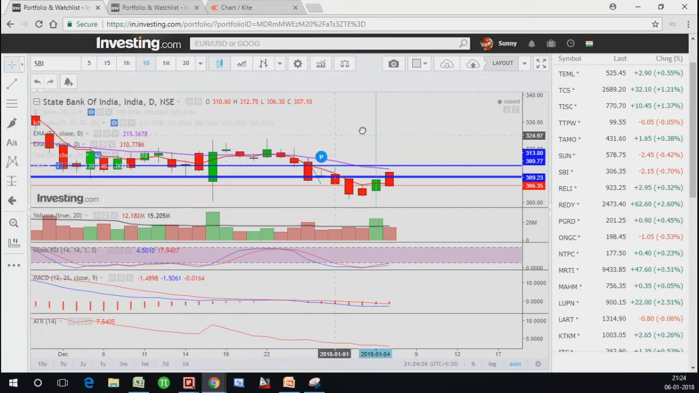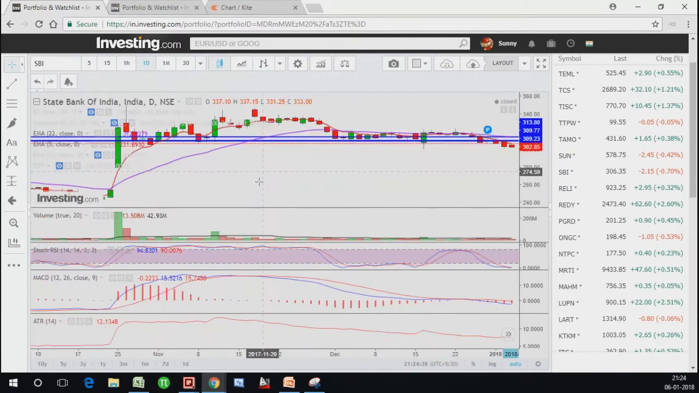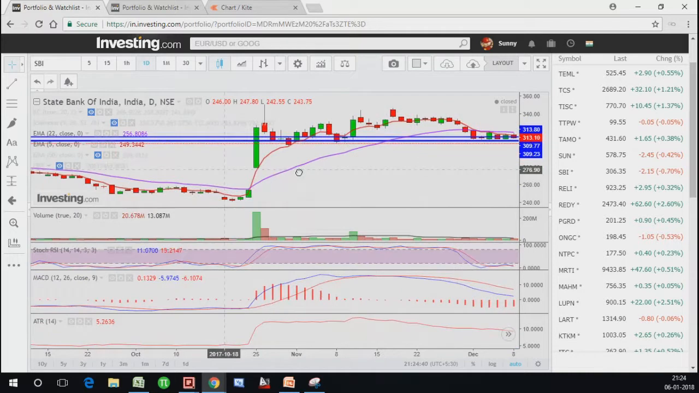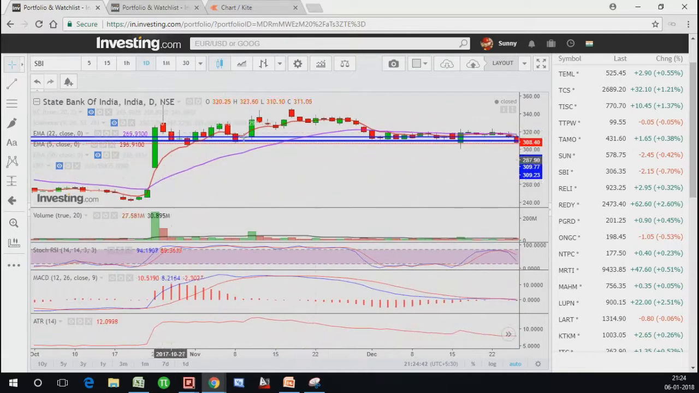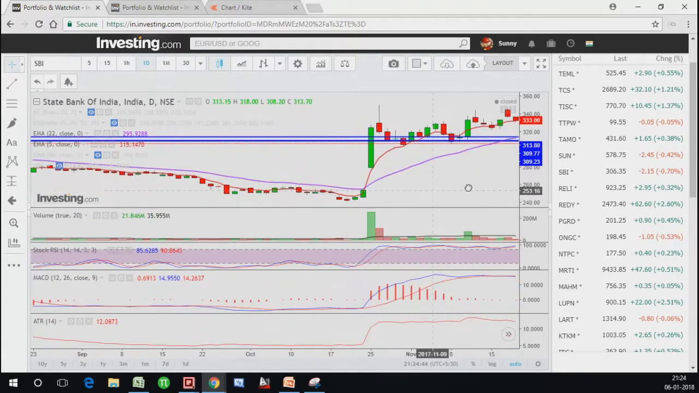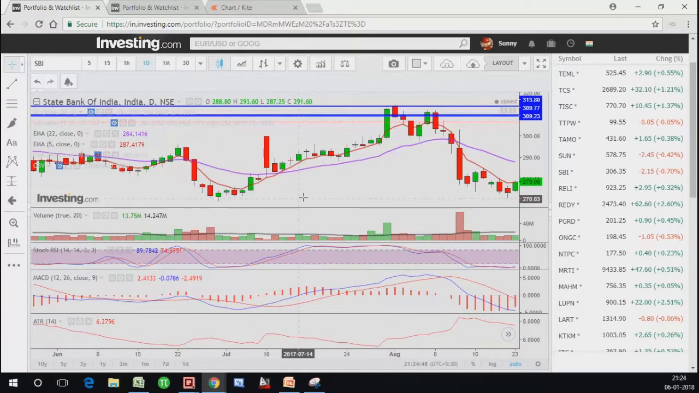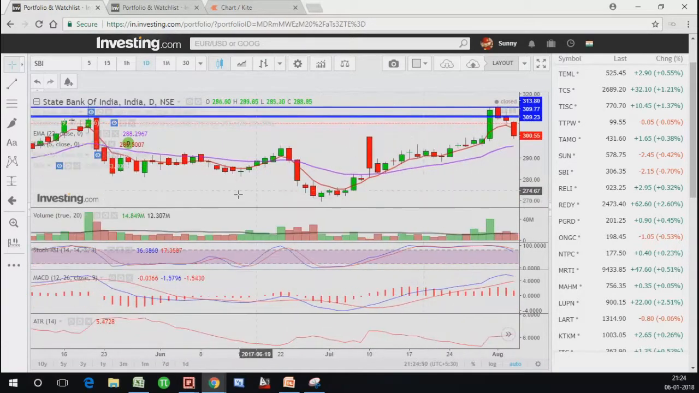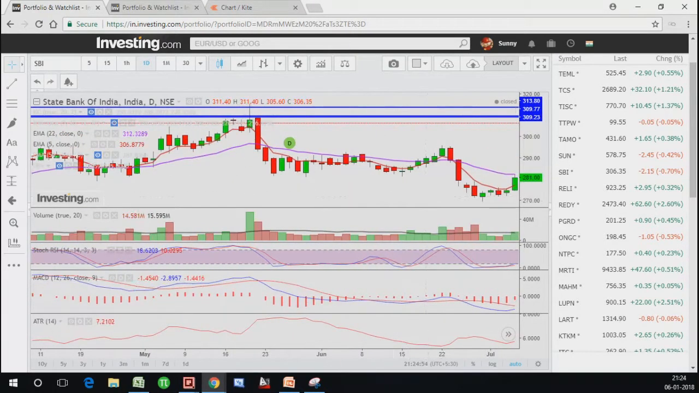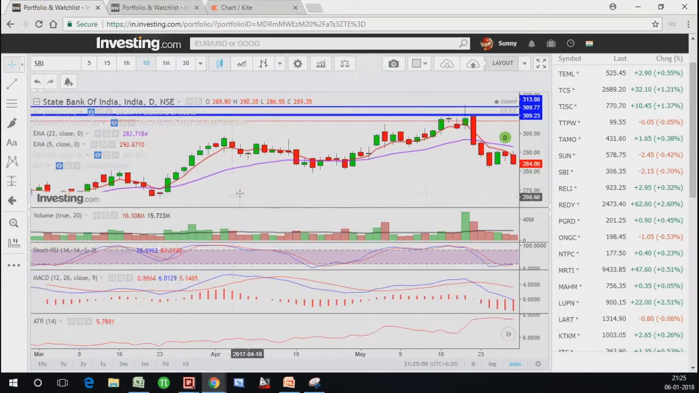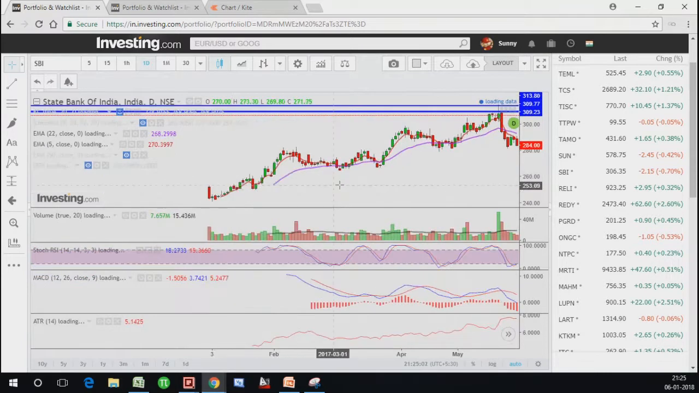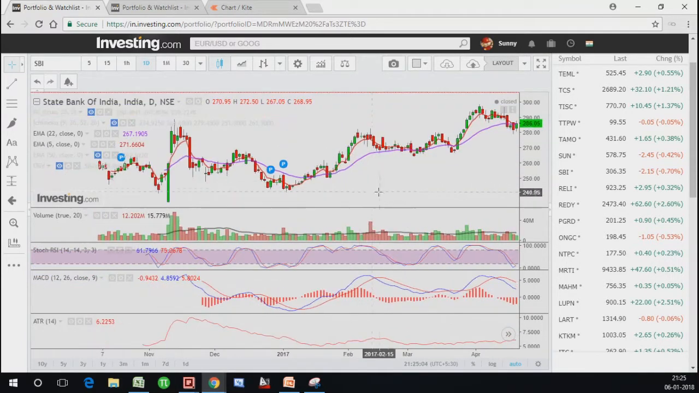Okay, so this is the SBI daily chart. I think we should move a bit further back to have a real sense of these curves and how they are interplaying with each other. Okay, so let me just see where I can find some good example.